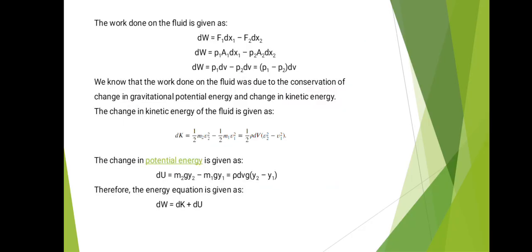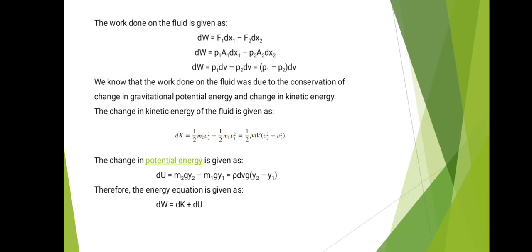The work done on the fluid is given as dW equals F1 dh1 minus F2 dh2. We can write force equals pressure into area. Therefore, dW equals P1 A1 dh1 minus P2 A2 dh2. Therefore, we can write dW equals P1 dV minus P2 dV, equal to (P1 minus P2) dV.